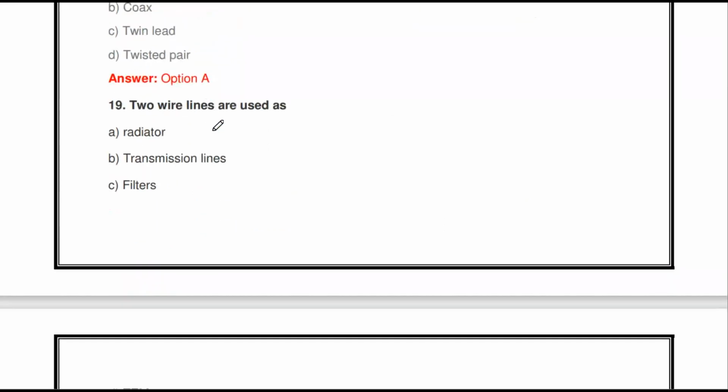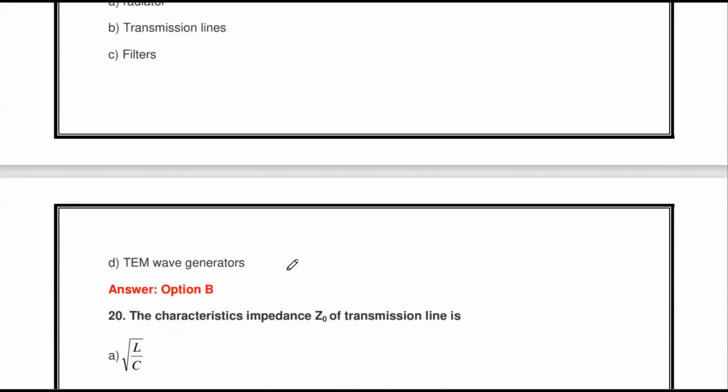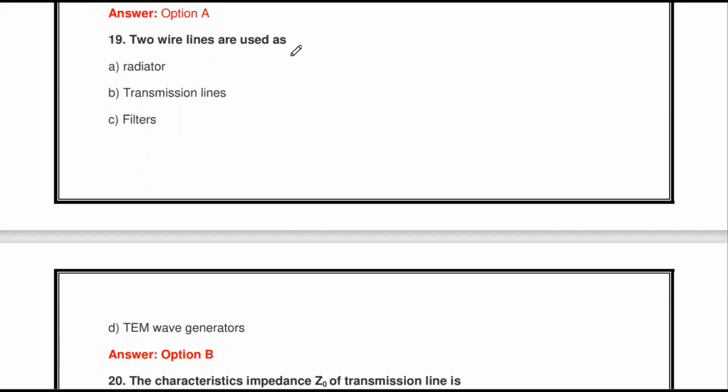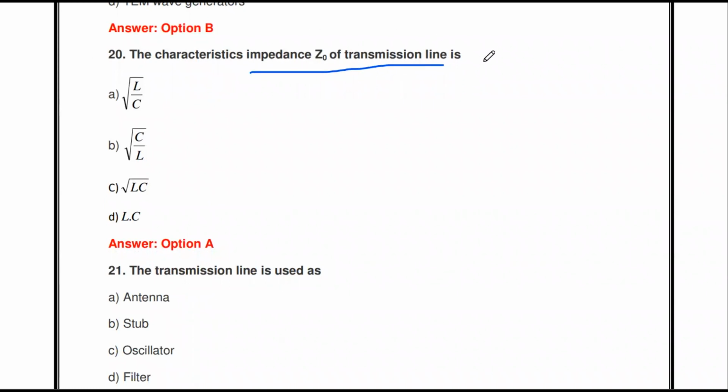Then the next one: two-wire lines are used as radiator, transmission line, filter, or TEM wave generator. The two-wire line is used as a transmission line. Then the next one: the characteristic impedance Z naught of the transmission line is dash. What is the formula for the characteristic impedance Z naught?